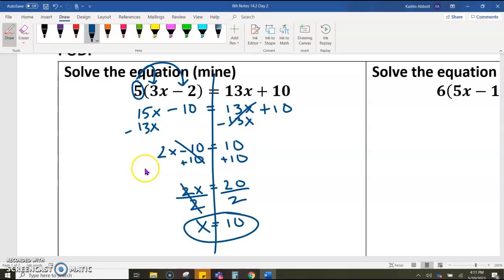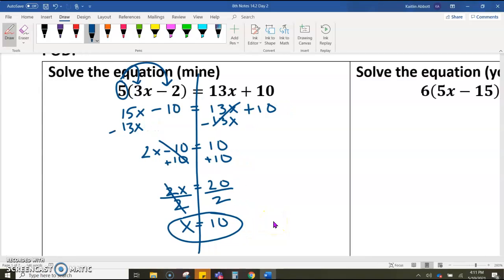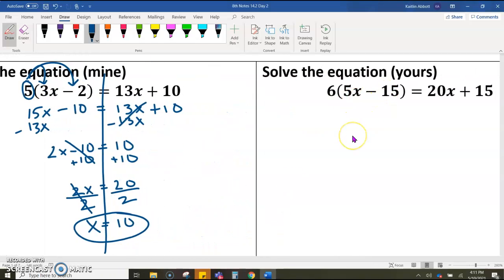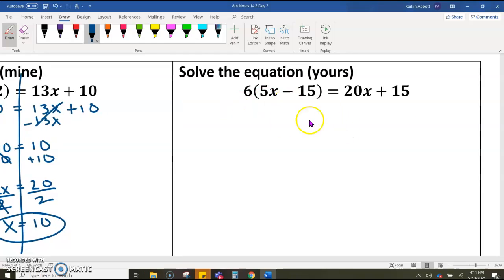Final answer. Okay, take this time now, do this one on your own on Nearpod and press pause here and press play when you are ready to check your work.